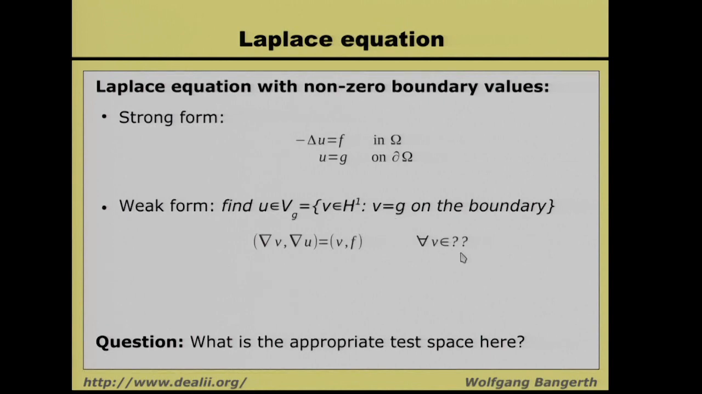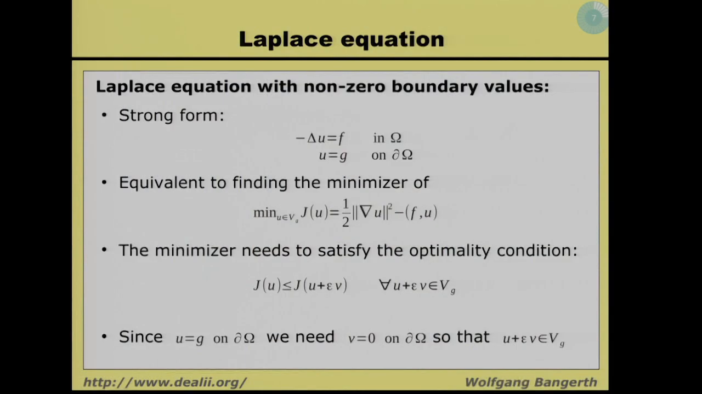And the question is, what is this proper space that the test functions come out of? That's not immediately apparent from this formulation. Maybe we would say that v must come out of the space Vg that the solutions are in, or maybe it is something different. So the question is, what is the appropriate formulation? Now let me walk you through how this works.